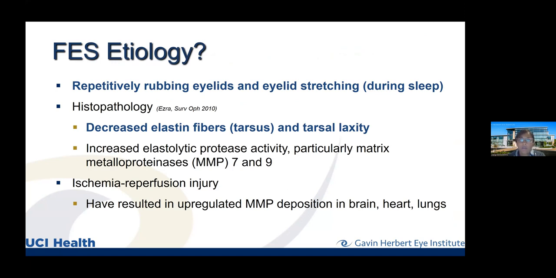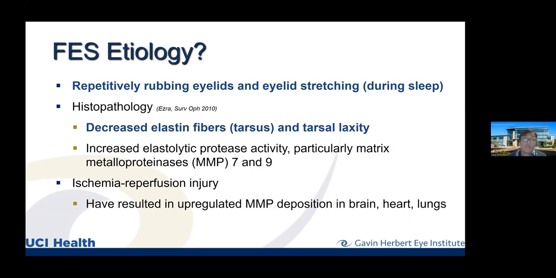The etiology of this mechanistically is thought to be from repetitive eyelid rubbing, and especially if the eyelid stretches and spontaneously averts while sleeping, that's noted to be a high-risk feature. And individuals have found that when they look at the tarsus, which is the cartilaginous structure within the eyelid that really gives it structural support, there's a decrease in elastin fibers and there's overall laxity.